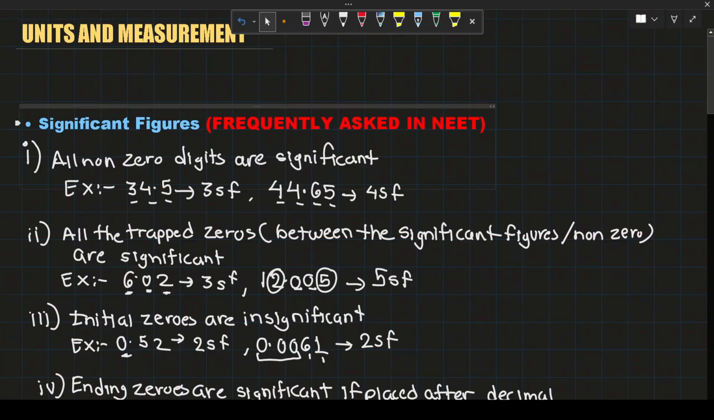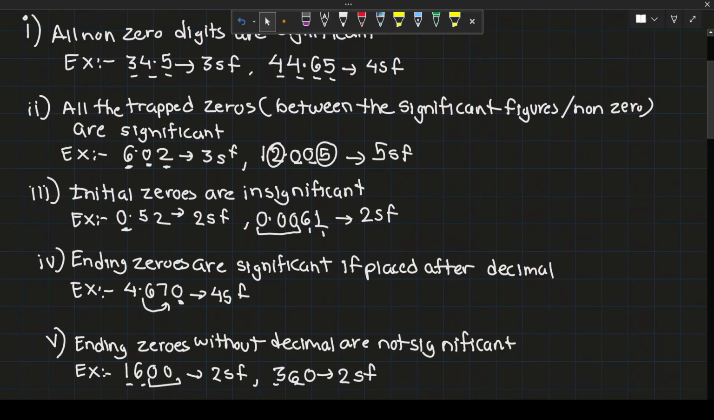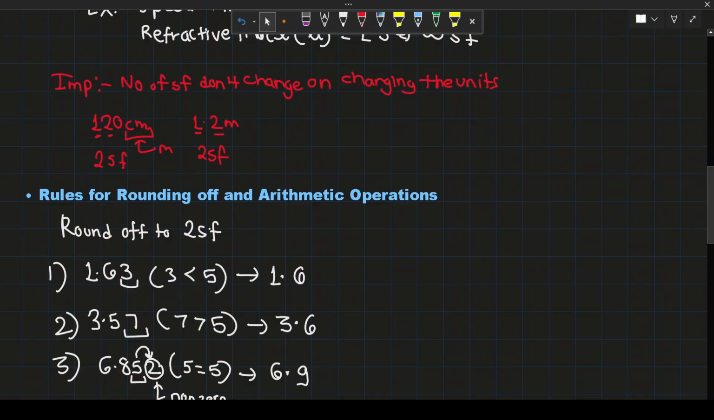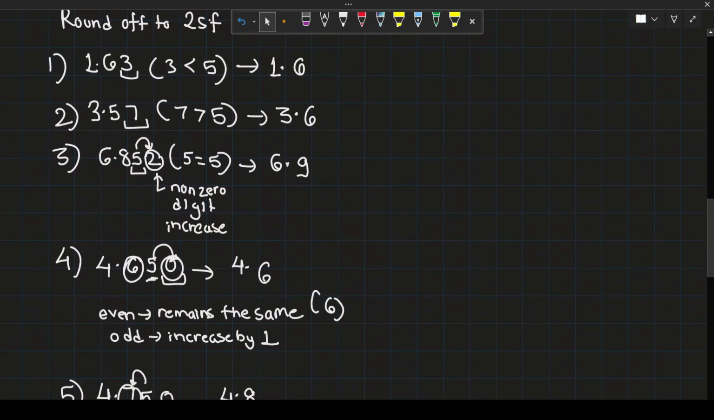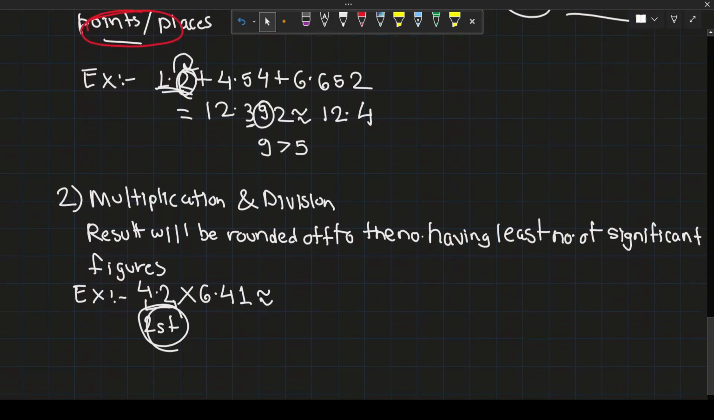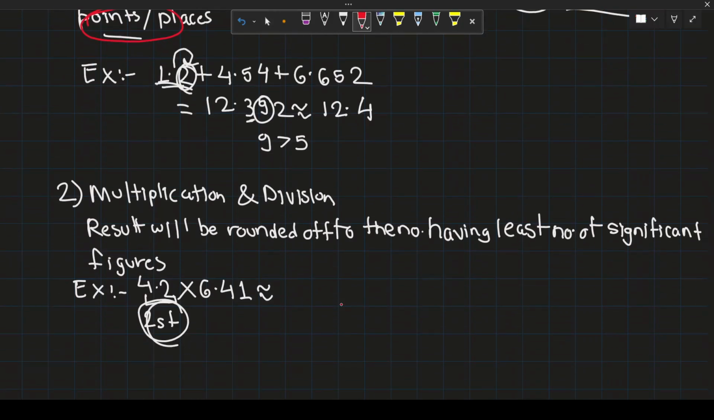We saw a few rules for significant figures, which are asked in NEET, so it's important that you memorize these rules and know how to apply them. Then we saw some rules for rounding off and arithmetic operations, which is addition and subtraction, and multiplication and division. The important thing to note is that during addition and subtraction, we see the decimal points or places, and in case of multiplication and division we see the least number of significant figures.